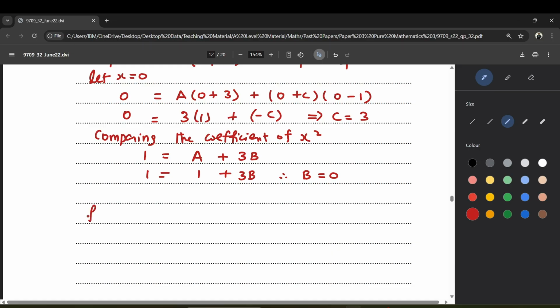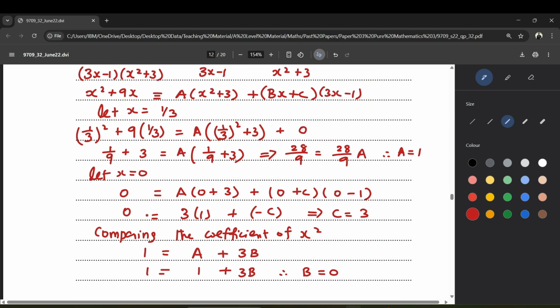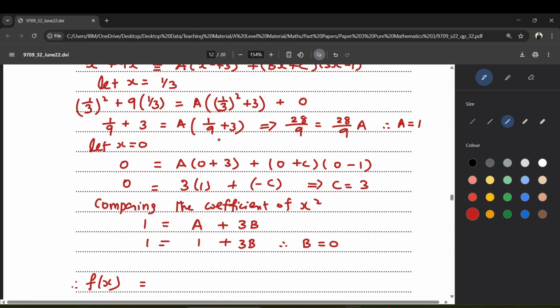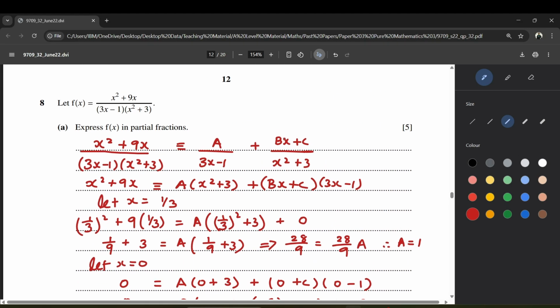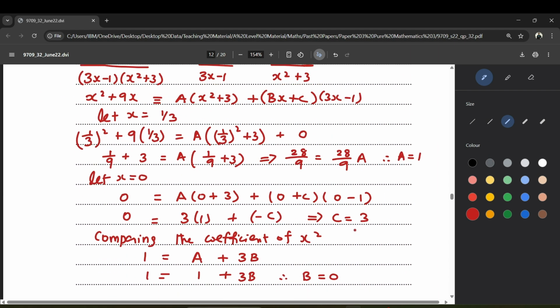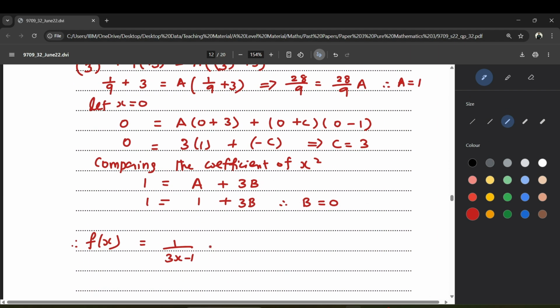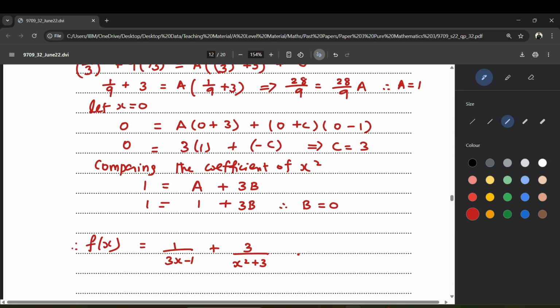So now f of x will be 1 upon 3x minus 1 plus, now bx, so b is 0, right? So we only have a constant which is c, that is 3. 3 over x squared plus 3. So that is the answer to part A.